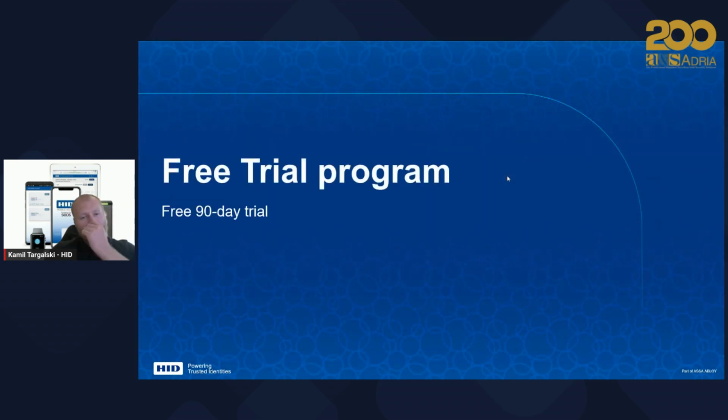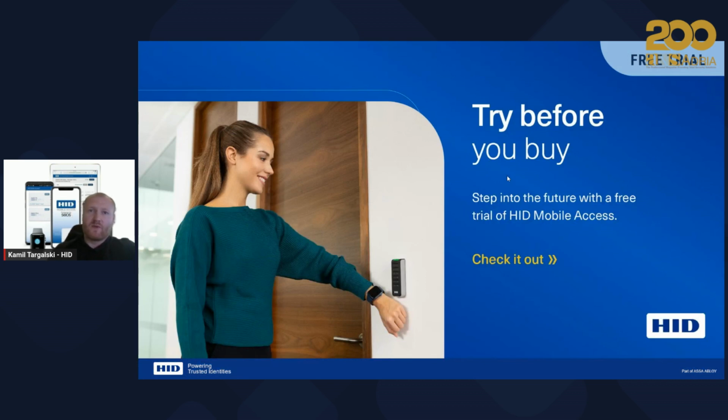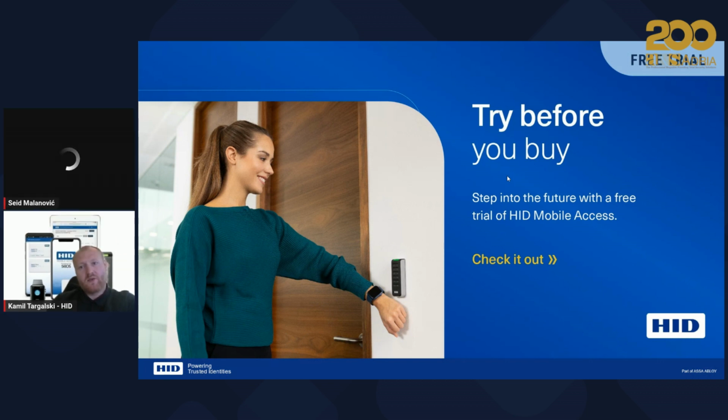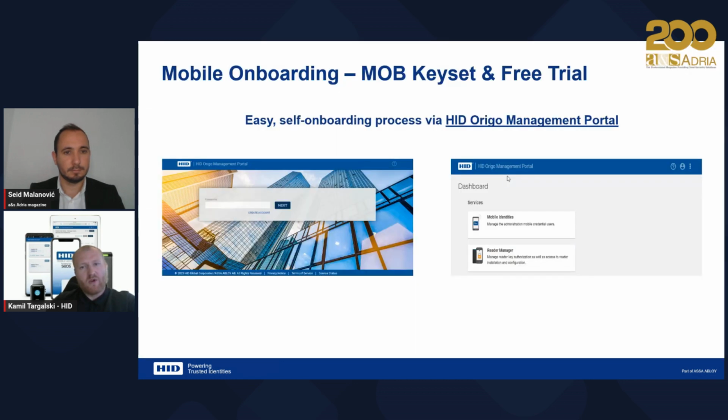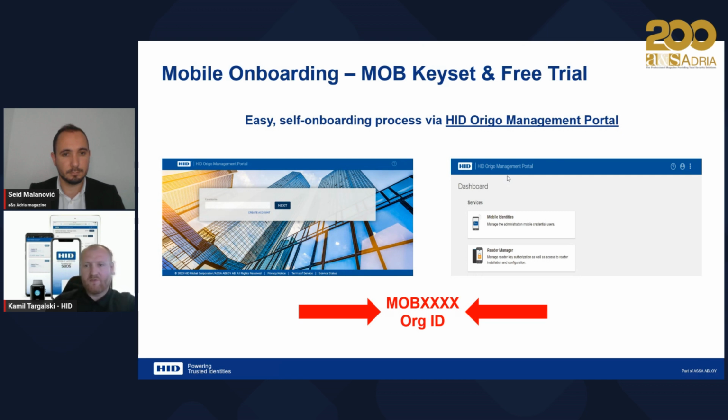We are also supporting a free trial program for 90 days, where you can try the solution before any commitment, before buying any user licenses from us. You can simply register a new account and enroll the mobile keys, try it with the Signo readers, and based on the feedback, we can guide you through the process. If you like it, you can keep going. If you would like to try different use cases like API integration or maybe wallet, feel free to contact us and we can support you anytime.